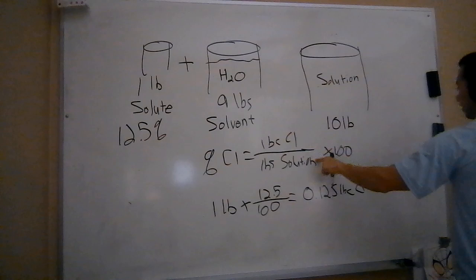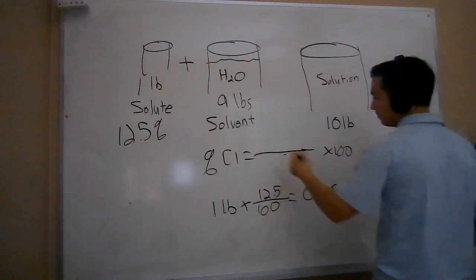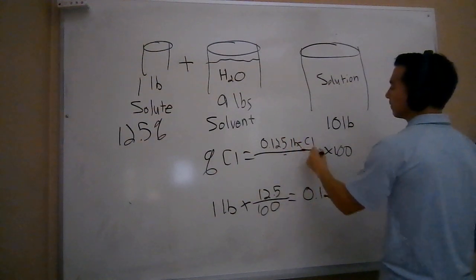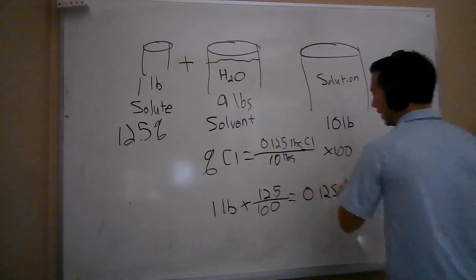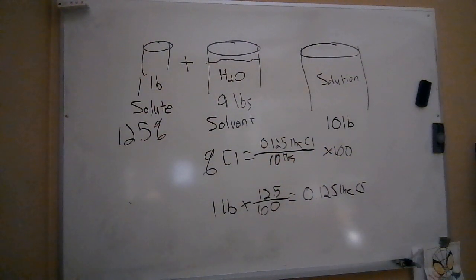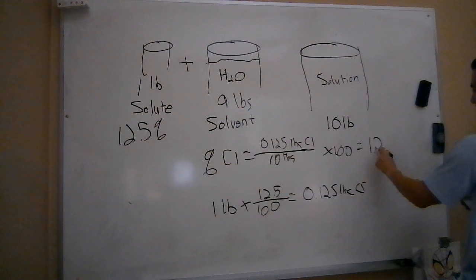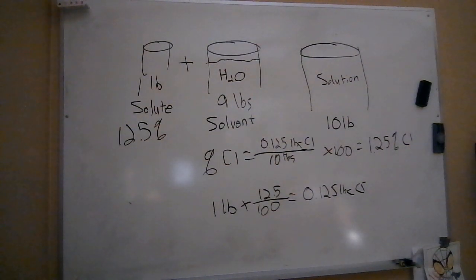So now in my dilution here, I've got 0.125 pounds of chlorine divided by the pounds of my solution, which is still 10. And then I'm going to multiply that times 100. So I've got 0.125 divided by 10 times 100, and I get a solution strength that is 1.25% chlorine. Just over 1% chlorine.